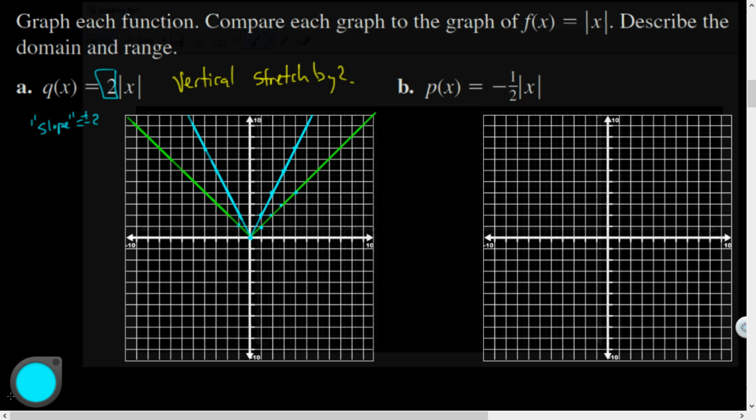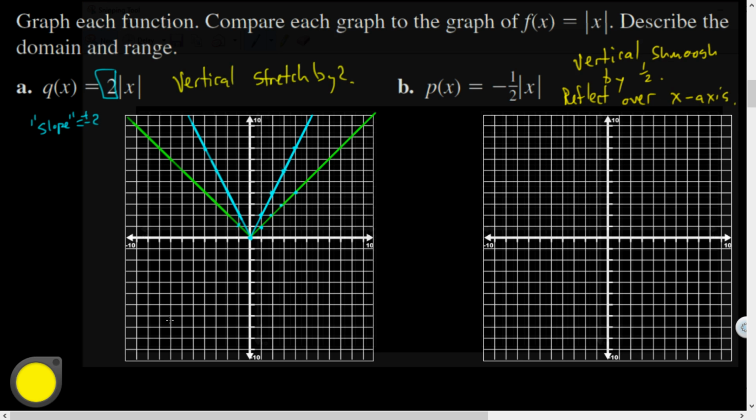All right, this one over here, multiplying by 1/2 would be a vertical smoosh. All right, by 1/2. But then what about this negative? What do you think the negative does? It will reflect it over, let's see, it's on the outside of the absolute value, so it's going to change the y values. So that means a positive y value will now be negative. So it's reflecting it over the x-axis.